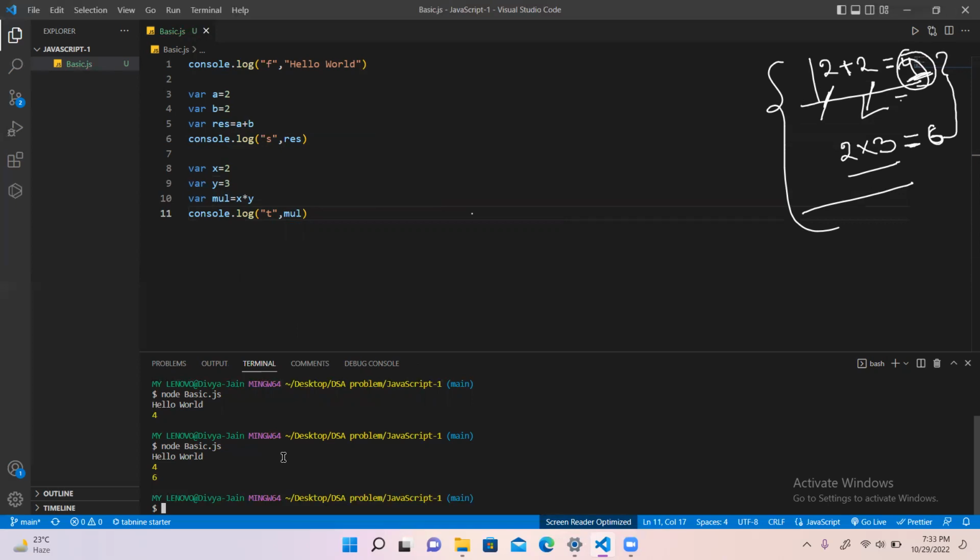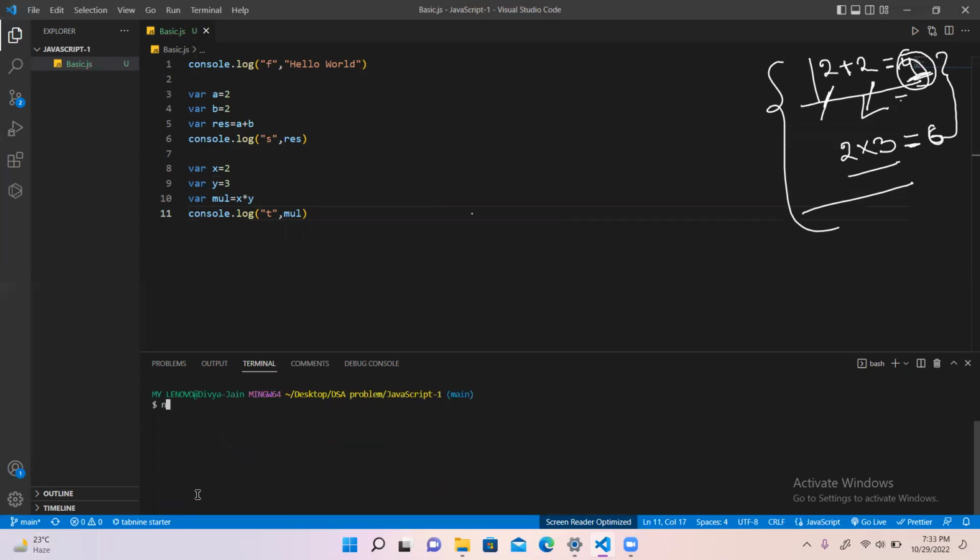or 6. Okay. So first we clear this terminal. Okay. So write clear. Now you can check the output again, basic.js. Now you got an output like F, it means to say this is our output. S means this is our output 4 and T means we write a T, it means to say this output is a 6. So you can check your output according to this way.